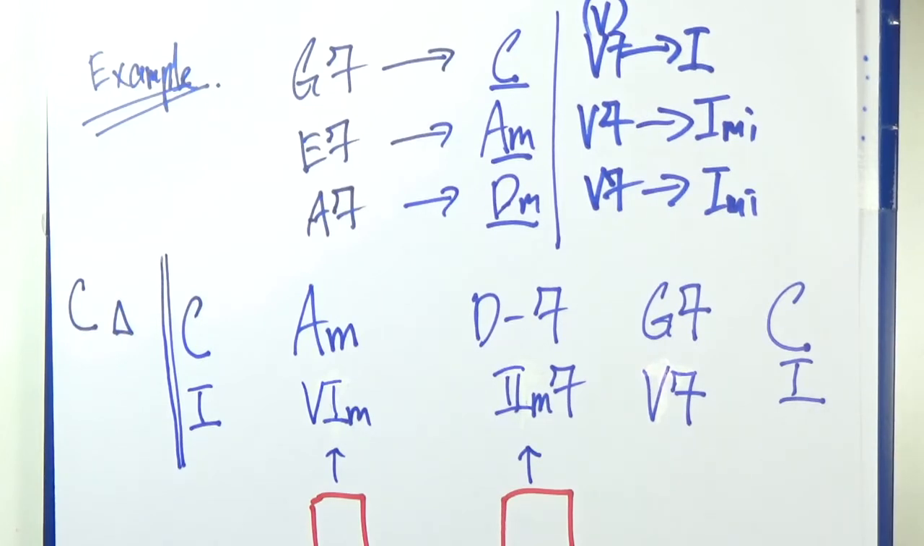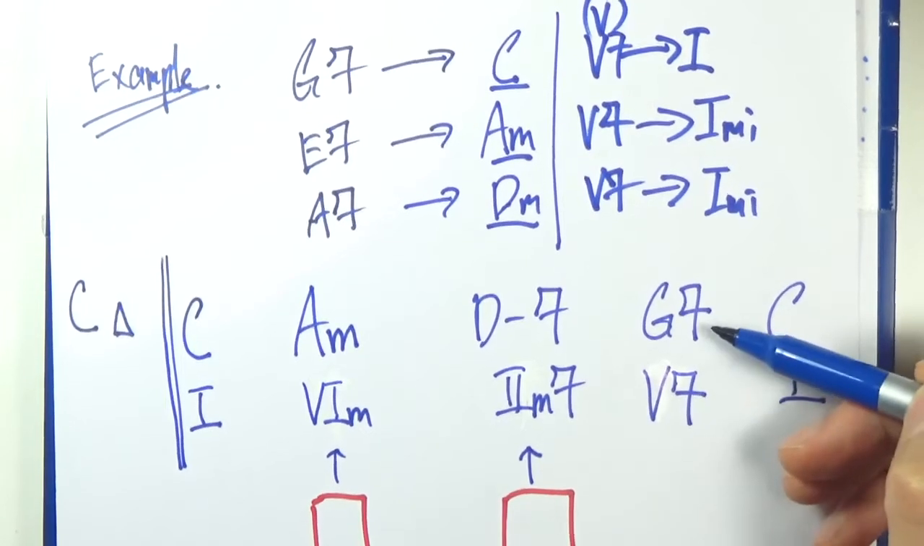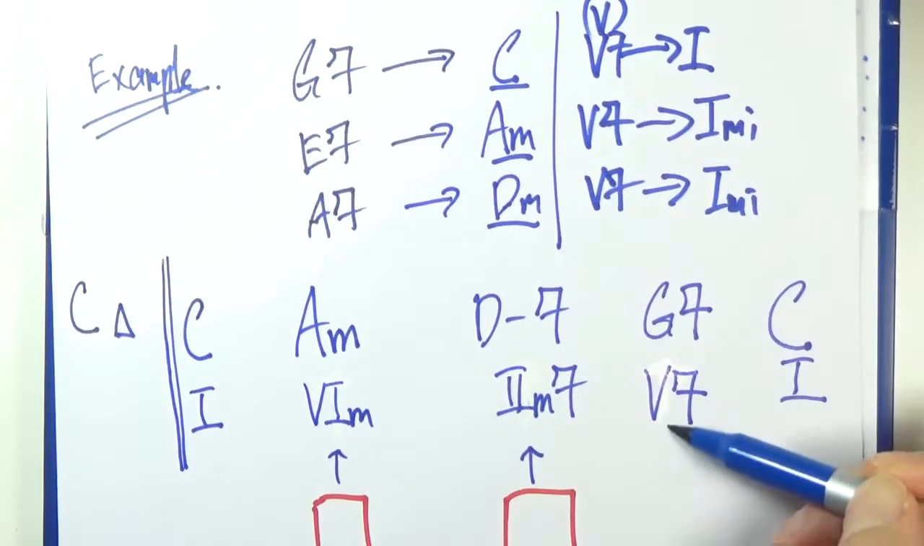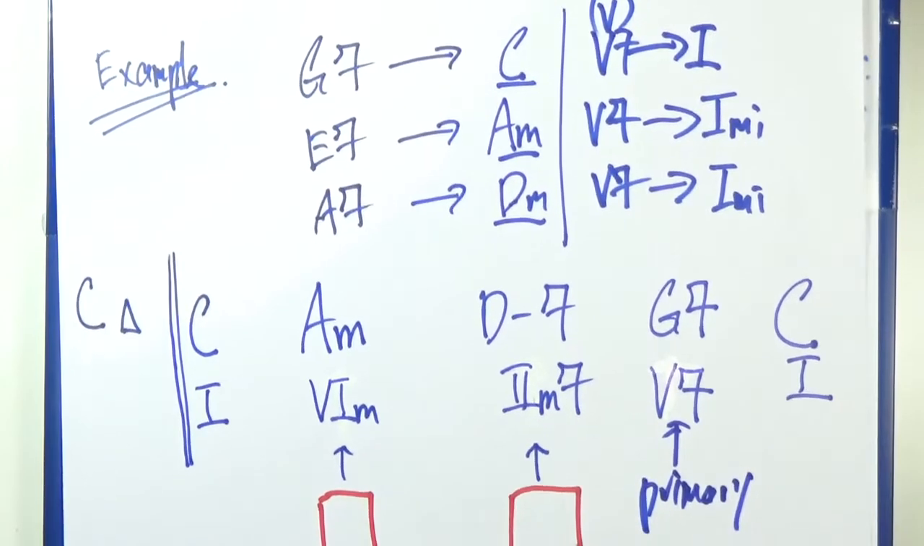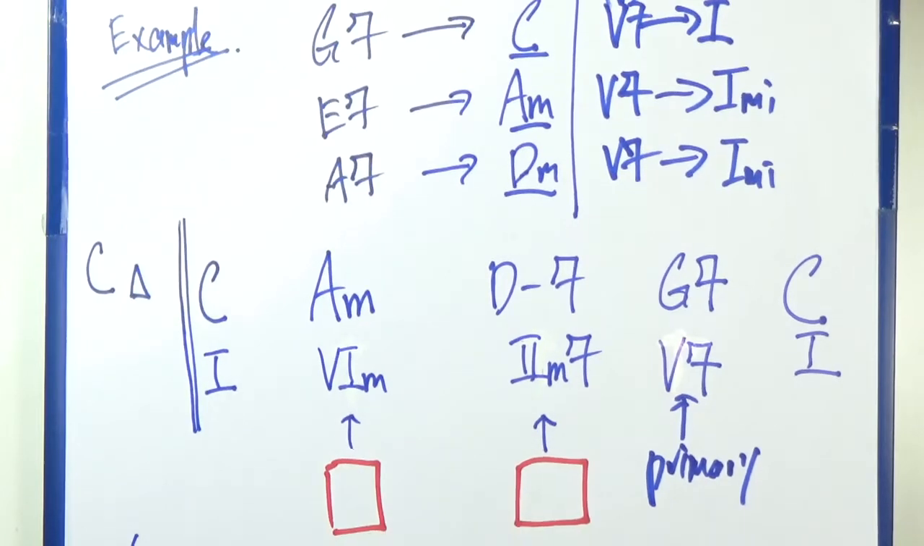What we can do is create mini 5-1s within this chord progression. The G dominant 7th chord here is actually the primary dominant, the big boss. And we can find secondary dominants elsewhere.